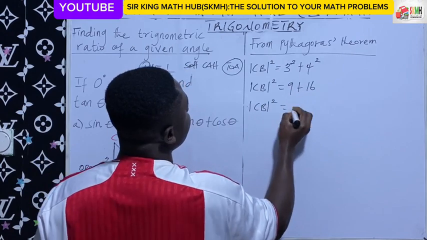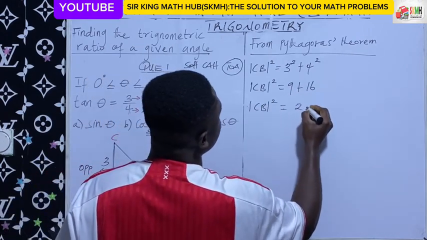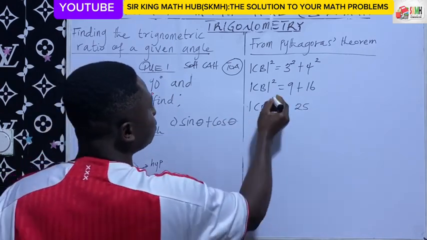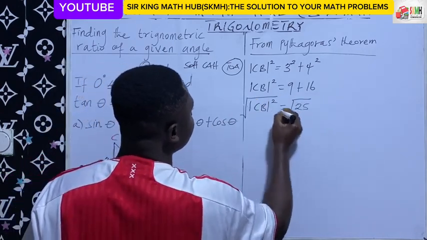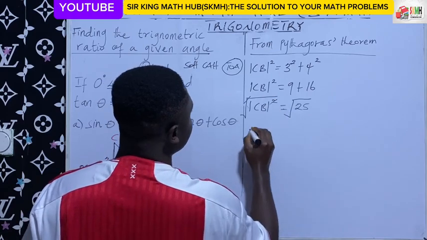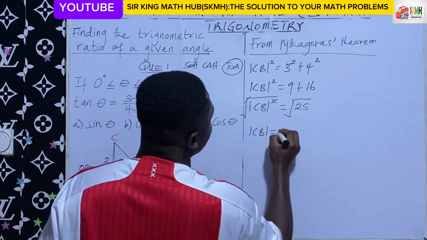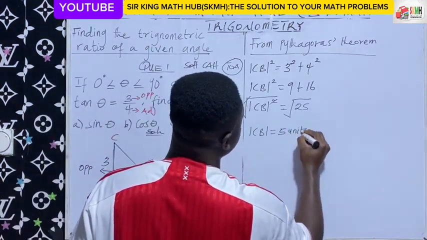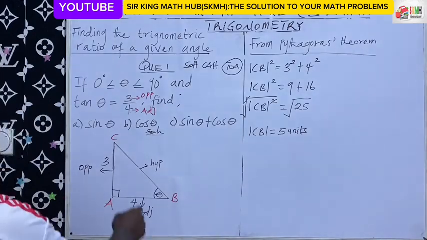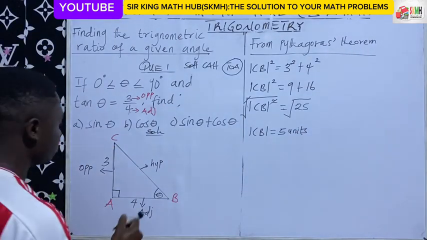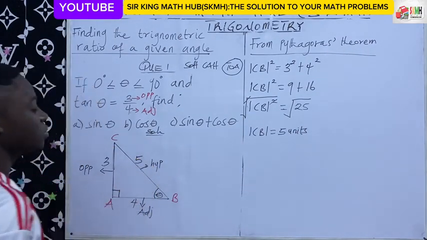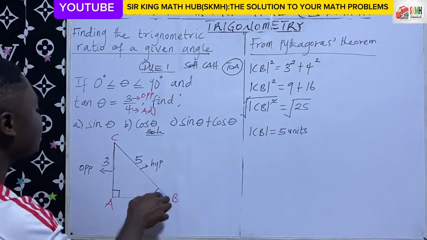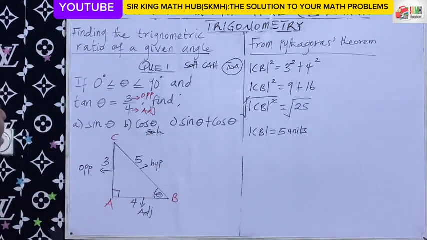CB squared is equal to, we know that 9 plus 16 is 25. We are looking for CB, not CB squared. So we can take the square root on both sides. So the square root and the square will cancel out, leaving CB is equal to square root of 25. That should give us 5 units. So meaning that the length of the hypotenuse measures 5 units. So we are almost done. So now we know the length of each of the sides of our right angle triangle.